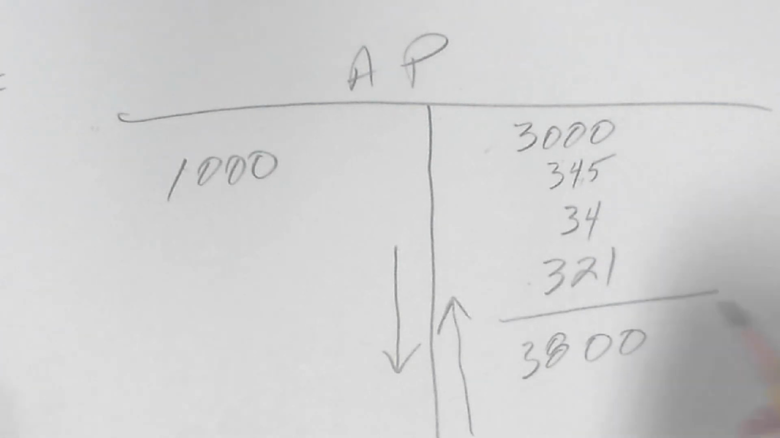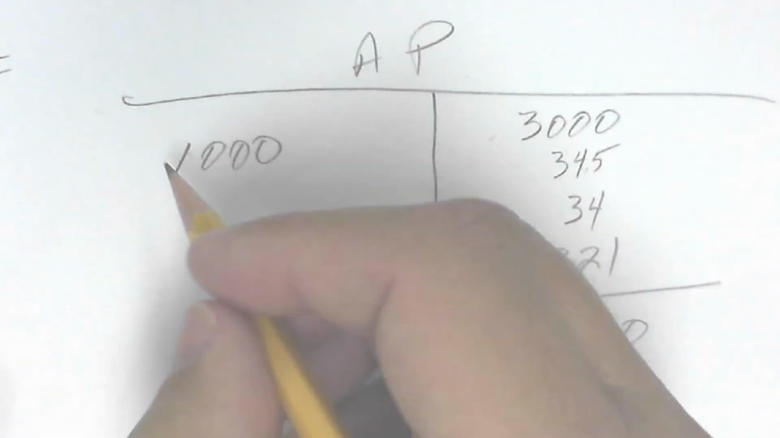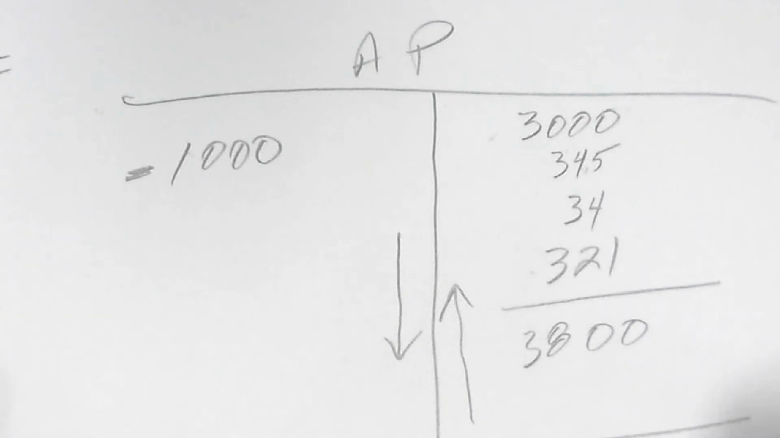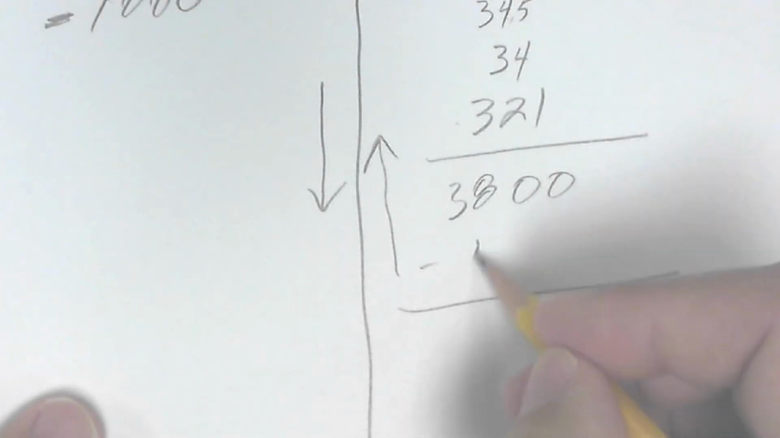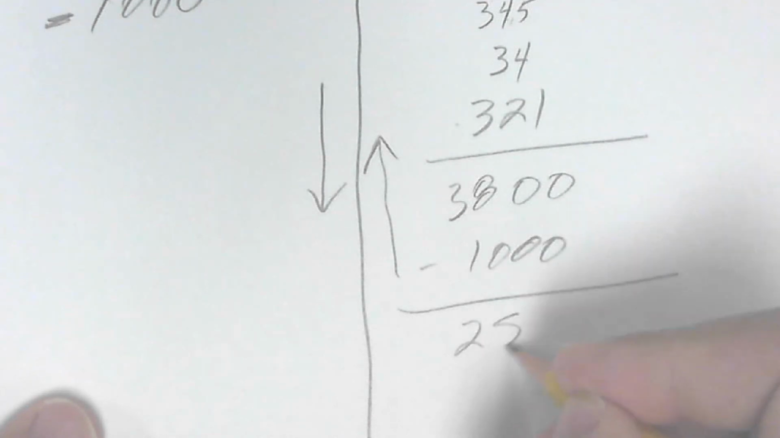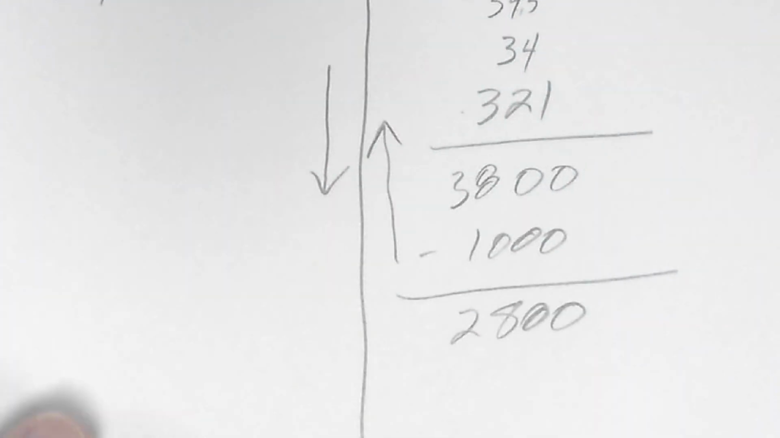So 38. Then our decrease over here of 1,000. So we minus our 1,000 off of here. And that makes it 2,800. So we'll go back here. There's 2,800. Click that, submit. Continue.